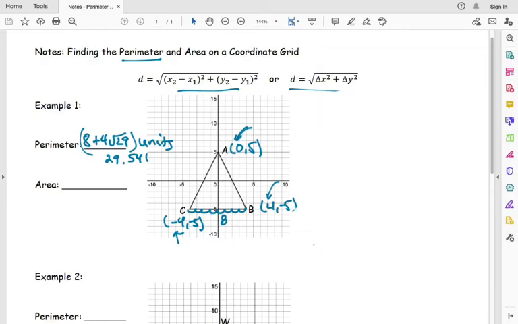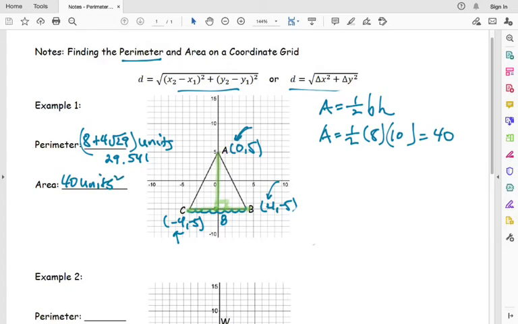Okay, to find the area, we know the formula for the area of a triangle is 1/2 base times height, and we know the base. It is 8. Now your height has to be perpendicular to that base. It has to form a right angle. So this segment right here is actually perpendicular to this base right here. They form a right angle, so they can be the base and the height together. So the height, if I count that, is 10. So when I calculate that, half of 8 is 4, and then 4 times 10 is 40. So I know my area is 40 units squared.